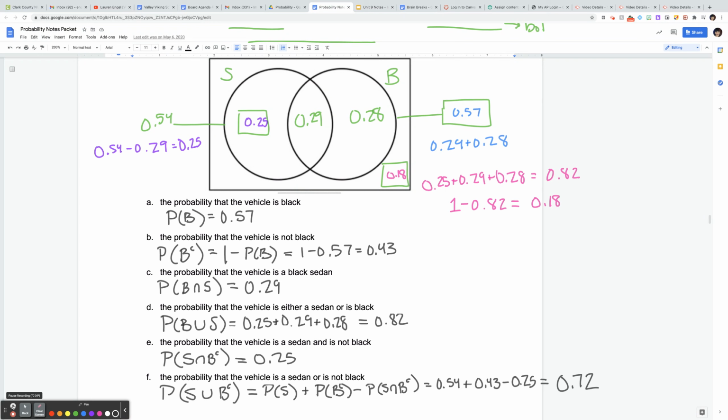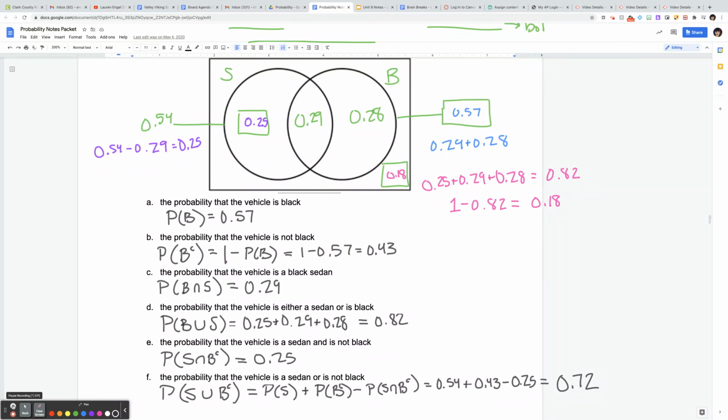All right, folks, so go ahead and check your answers against mine. The first 5 were fairly simple because you can get them just from filling in the Venn diagram. So first, check to make sure that the missing parts you filled in are correct. The sedan part that's not also black is 0.25, and I got that by subtracting the total for sedans, which is 0.54, minus the and probability that they have in common.